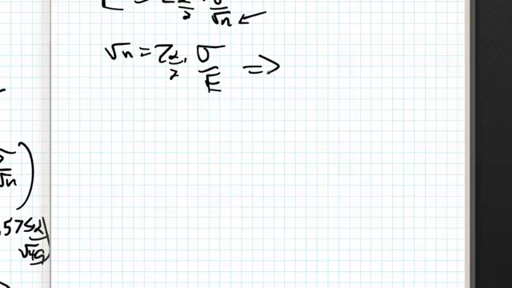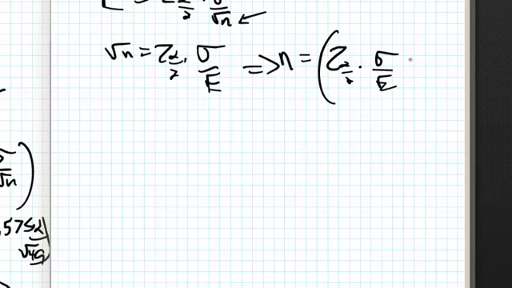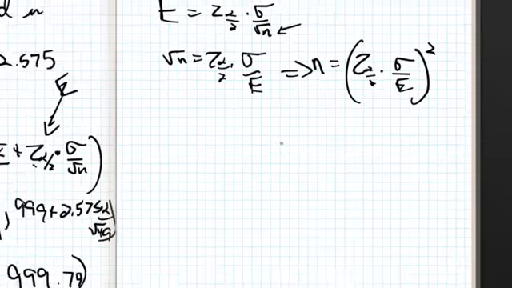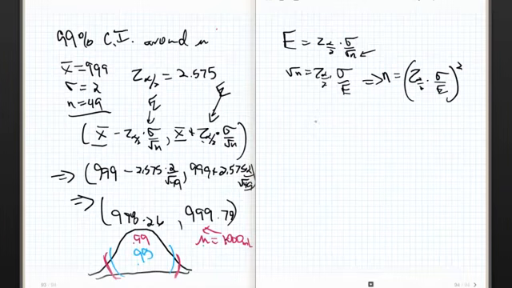I'll show you how to do that in just a sec, which implies that n equals Z alpha halves times sigma over the error, and then I just square this whole thing. No brainer. All I did was algebra. So let's do this just for fun.